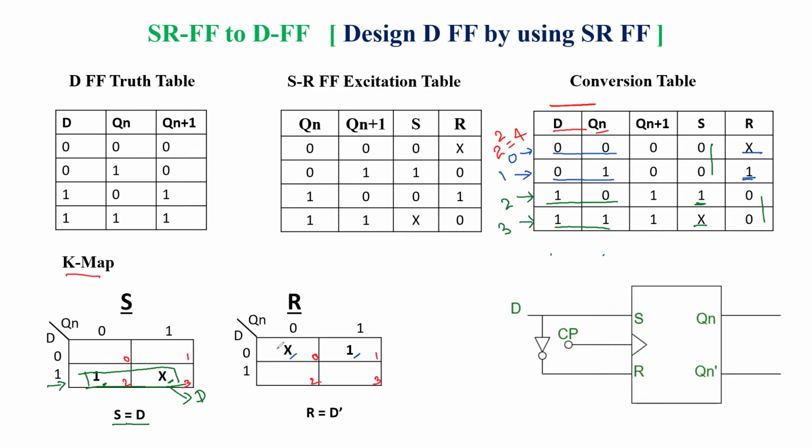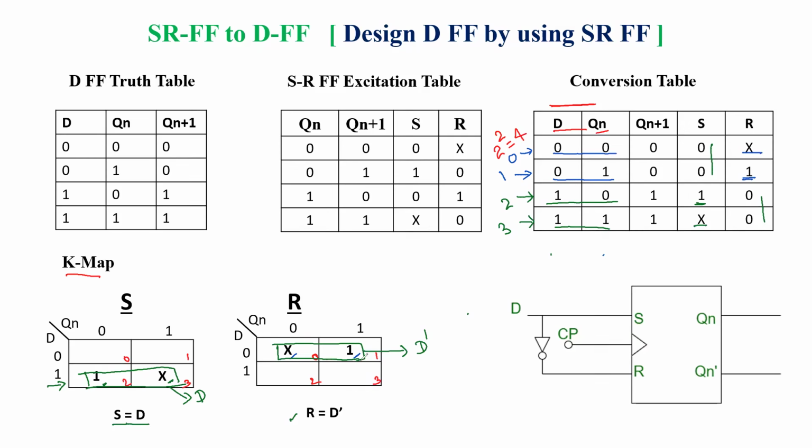Whereas in the K-map for R, again we make the pair here. Now row-wise what is common is D dash. Column-wise nothing is common. That's why we have written R equal to D dash.